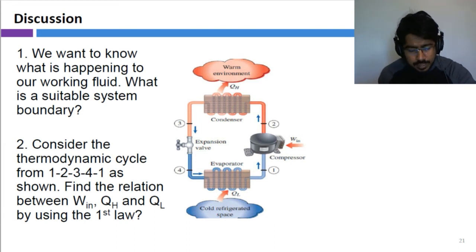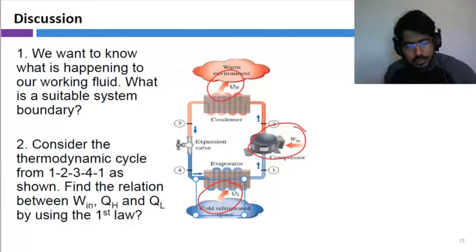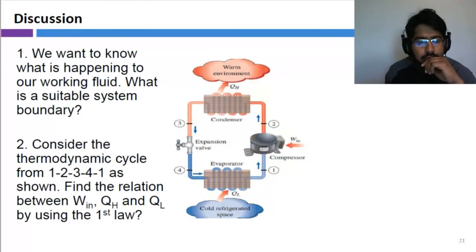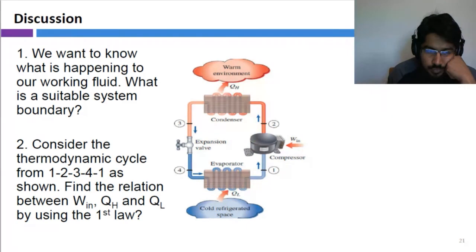Okay, so before answering that, I have another question. What would be an appropriate system boundary to analyze this problem? We need to analyze the energy flows coming in and going out of the refrigeration cycle, right? So you see that there's a QL, heat being absorbed, heat being rejected, and work being inputted into the system. So now, in this case, what would be an appropriate system boundary to analyze what's happening to the refrigerant inside this one?